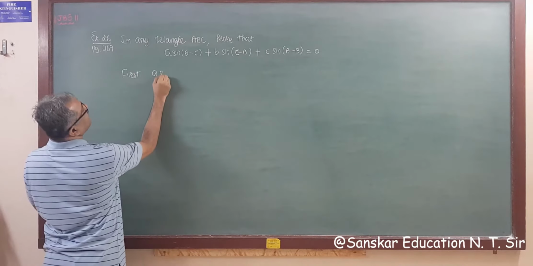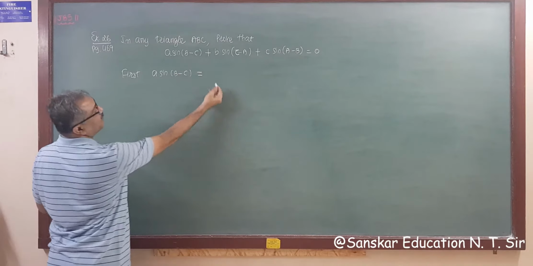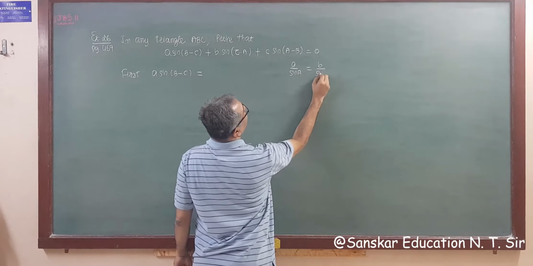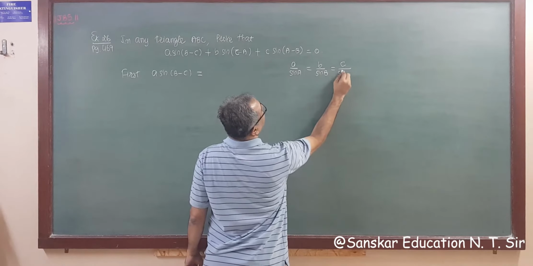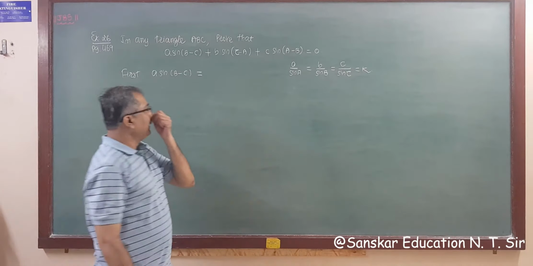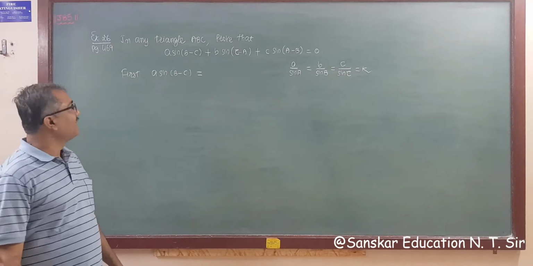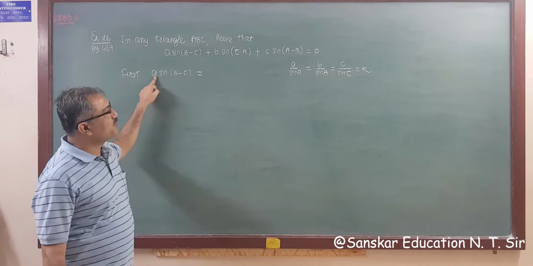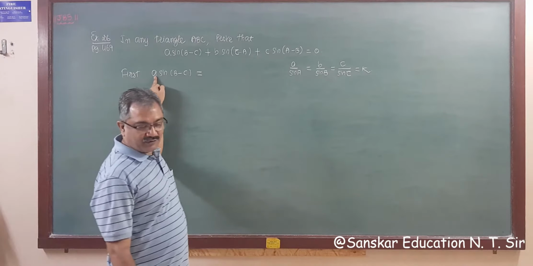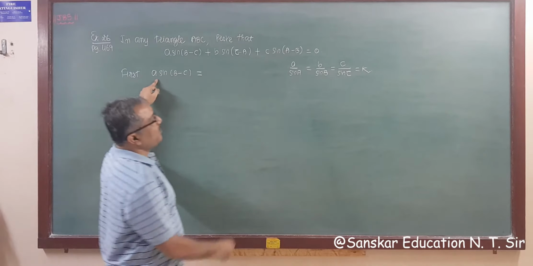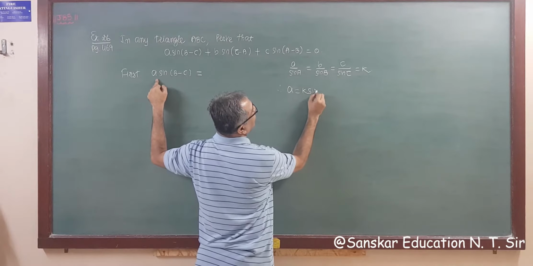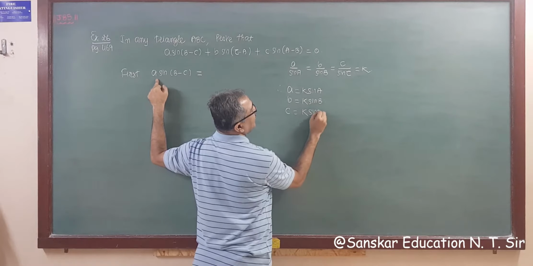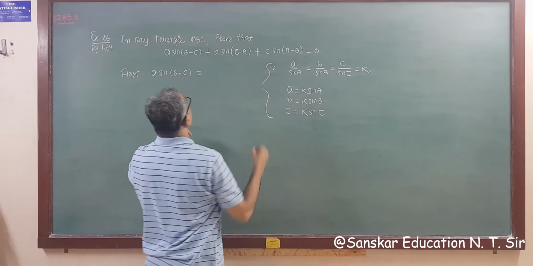So first, a sin(B minus C) is equal to. Now you have a sine formula: a upon sin A is equal to b upon sin B is equal to c upon sin C, which we assume equal to K. So by sine formula, small a is equal to K sin A, small b is equal to K sin B, and small c is equal to K sin C. This is the result we are writing here.